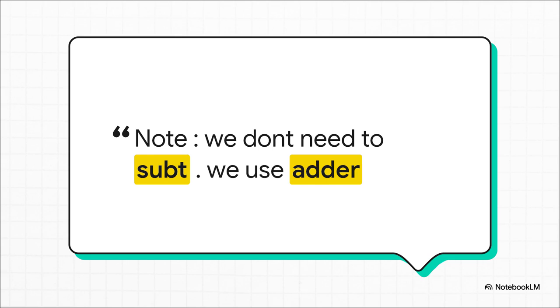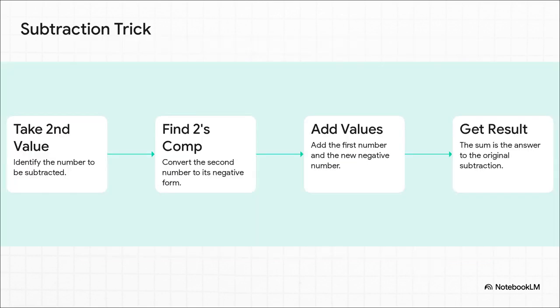It turns out computers are kind of lazy, but in the most efficient way you can imagine. They don't actually have a separate part of the circuit just for subtraction. No way. Instead, they figured out how to turn every single subtraction problem into an addition problem. And they do this with a clever little math trick called 2's complement.